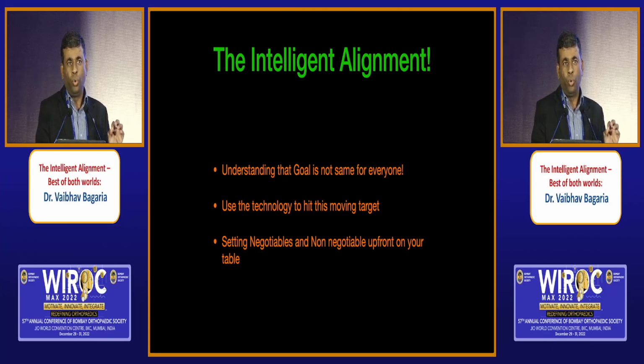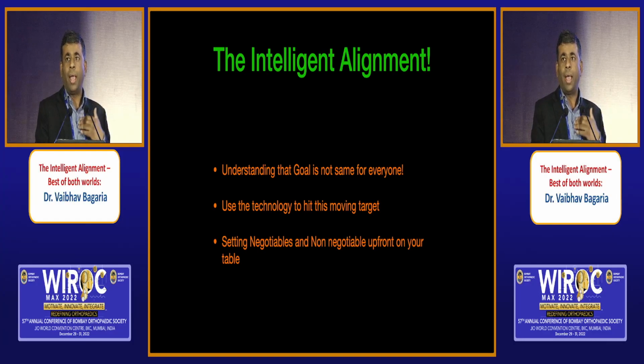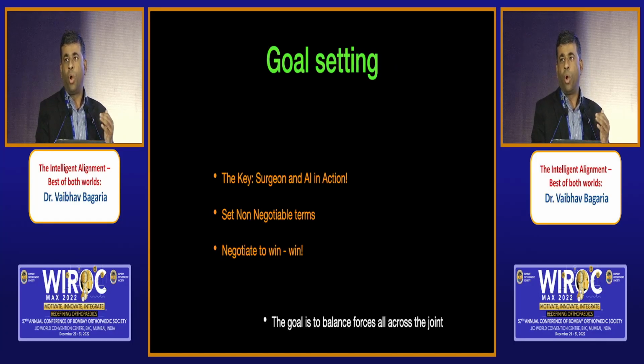And how do you do that? You set certain negotiables and certain non-negotiables. To make our job easy, we need to know what I am willing to give and what I am not willing to give. The key goal is to balance forces all across the joint. If you are able to achieve that, your patient will be happy no matter what the X-ray shows.